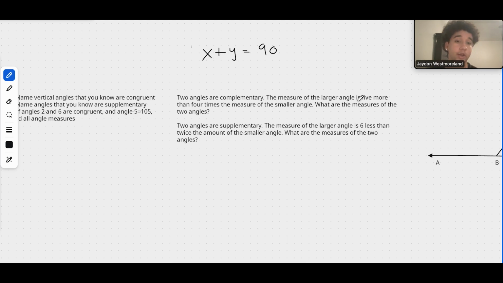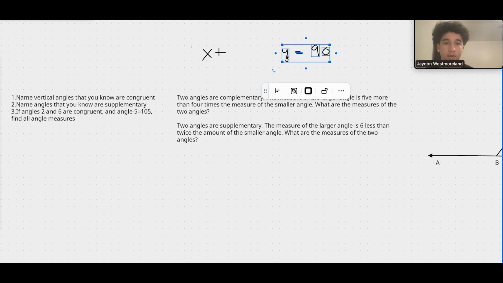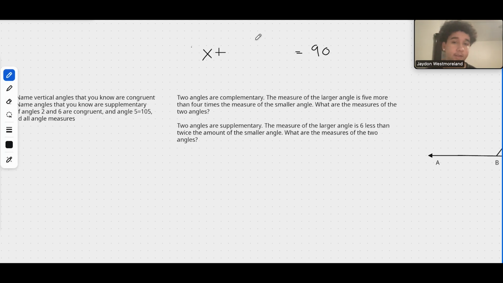Well, that's what this part's for. The measure of the larger angle is 5 more than 4 times the measure of the smaller one. What does that mean? It means they're basing the larger angle on the size of the smaller one. So in other words, the smaller angle, we can just name as x, and then my larger angle is equal to 5 more. That translates to 5 plus 4 times the measure of the smaller one, so 4x. From here, just a little bit of math. x plus 4x, that's 5x.